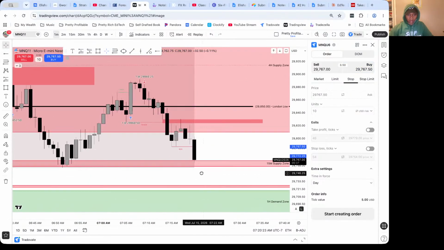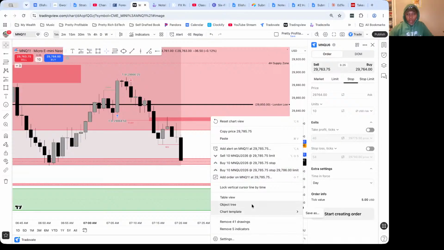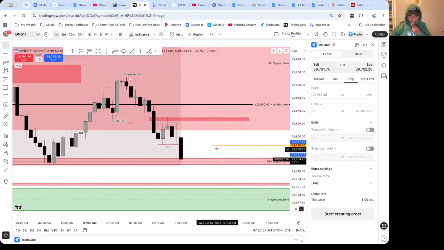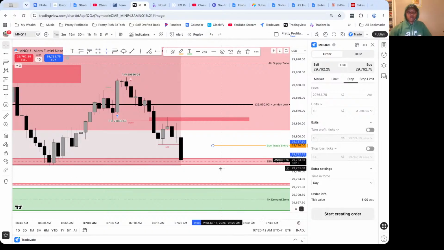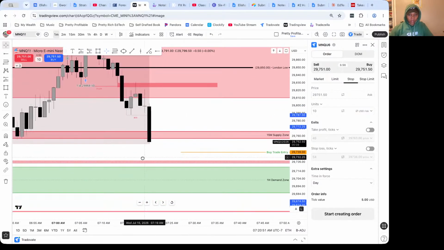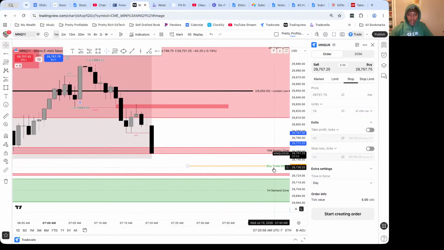Alright, so let's see if this supply zone is respected. So let's just have wherever it finishes through it. Let's see. Alright, previous. Oh, it didn't respect it. But we got a demand zone right here. So let's see how price reacts to the demand zone.